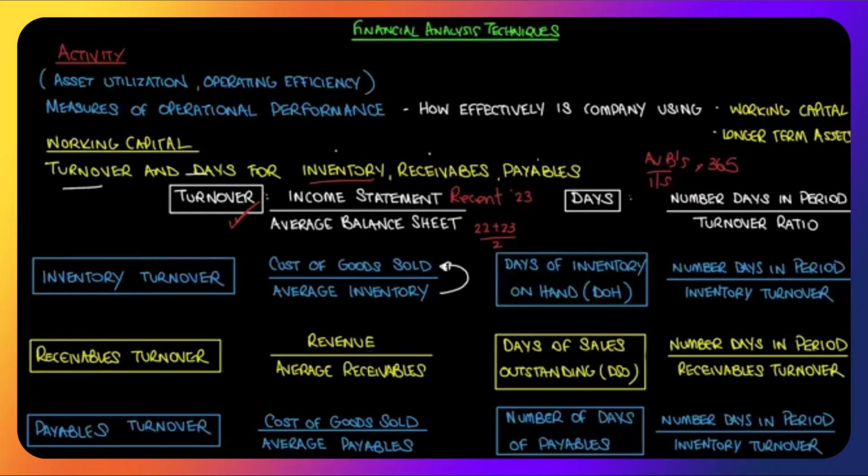Let's say we calculated an inventory turnover of 10 times. On average, you sell your entire inventory 10 times during the year. Your days of inventory on hand will be 365 over 10, 36.5. If you're turning it over 10 times during the year, on average, it sits in your warehouse for 36.5 days. Now we're measuring efficiency here.